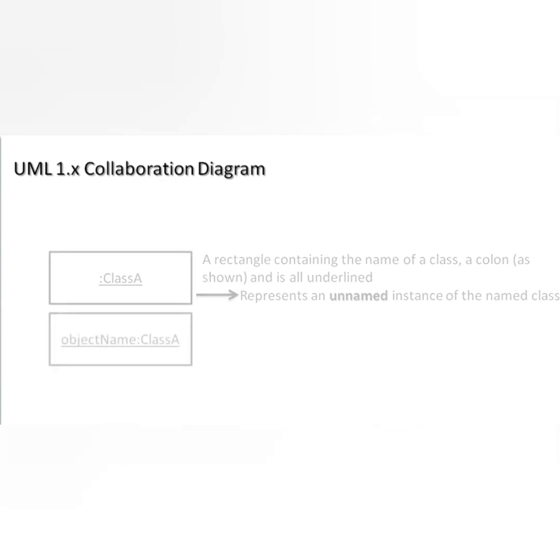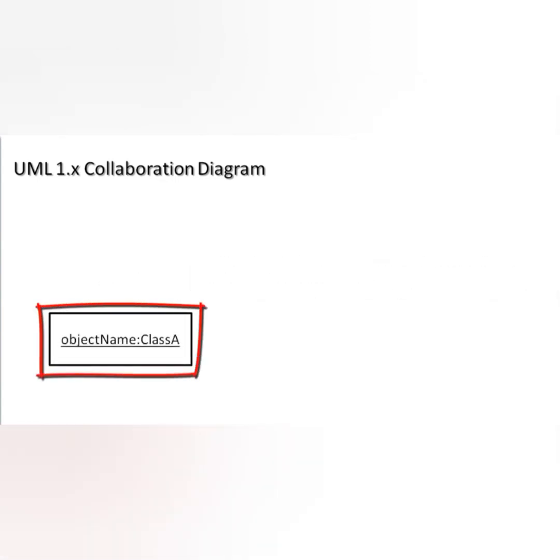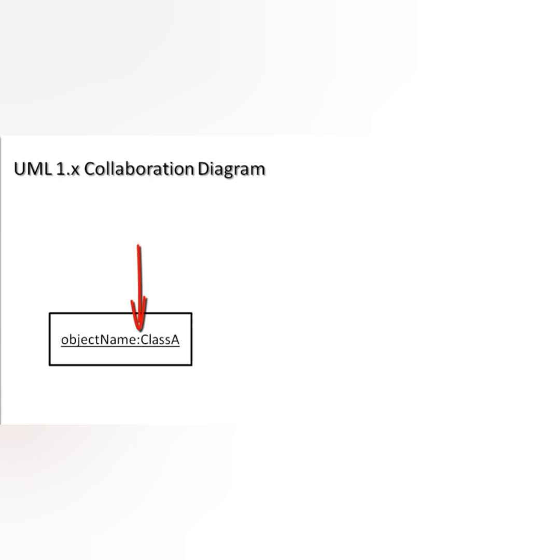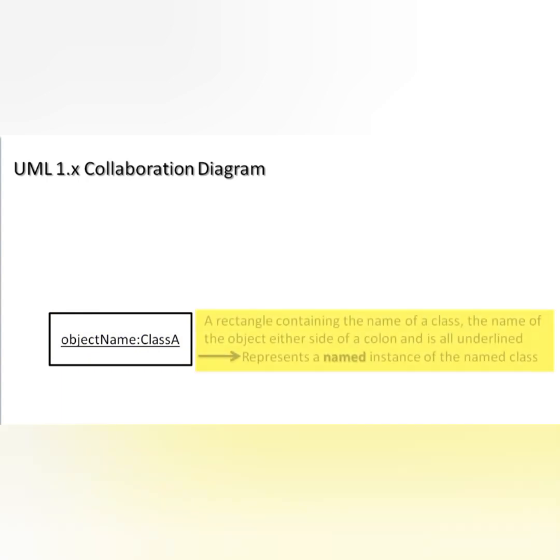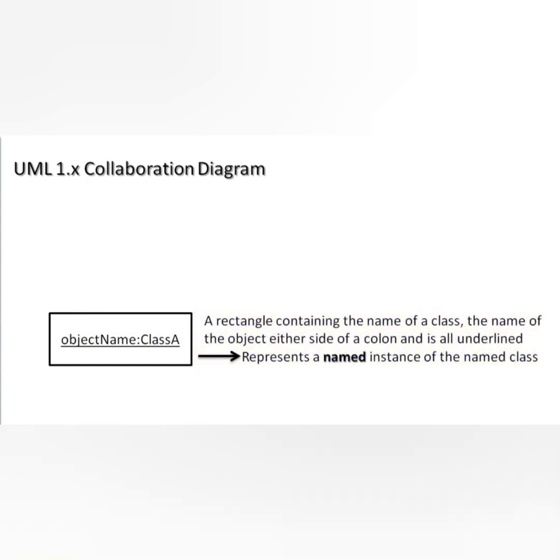If we have a look at this one here, this again is a rectangle, and inside we have the text, class A again. There we can see the colon, and before the colon we can see it says object name, and all of it's underlined. Now this is an instance of class A that has the name object name, and therefore we can look at the text for this one, and it says a rectangle containing the name of a class, the name of the object either side of a colon, and is all underlined. Then that represents a named instance of the class we can see before us. So this is a named instance of class A.